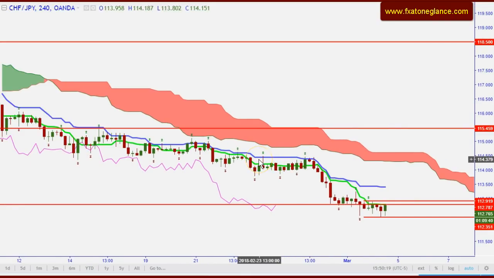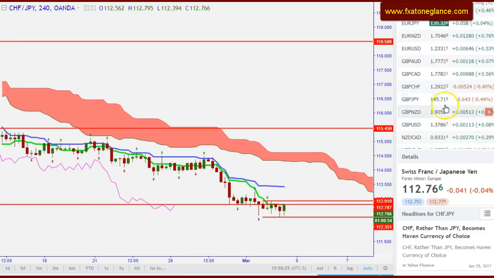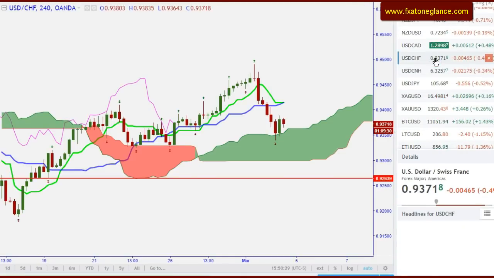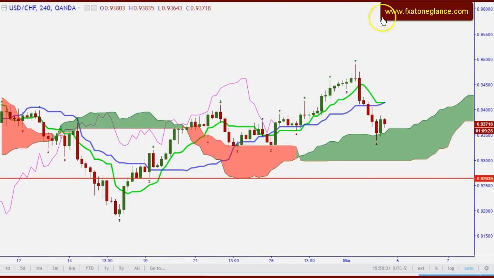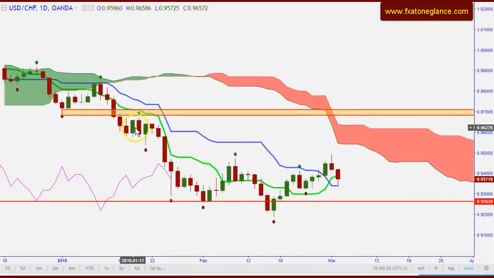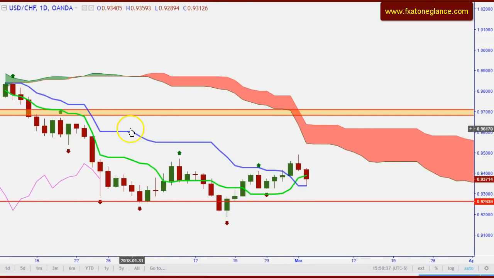So let's go to one more opportunity. Let's look at the US dollar Swiss franc. All right, there we are. There's the US dollar Swiss franc. You could see that we're on the 4 hour time frame. I go to the daily time frame to play this thing. So daily is going to be a little bit different now.